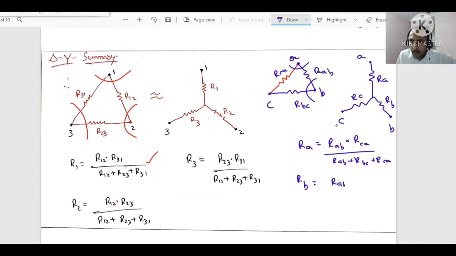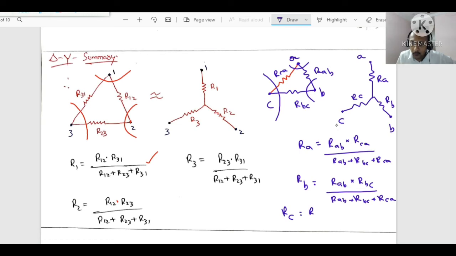Now RAB into RBC whole divided by RAB plus RBC plus RCA. Similarly, I want RC. Now at this point, it's the equivalent star, RC. You take the product of these two. So what are those two? Or which two resistors are joined there at node C?